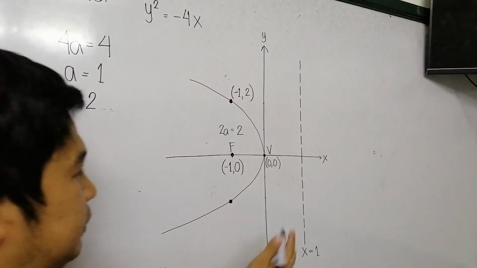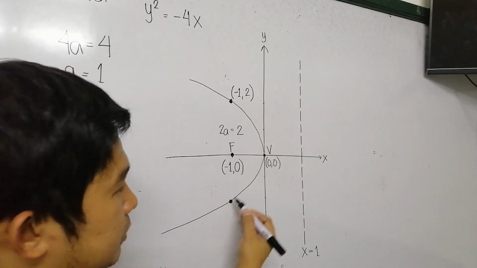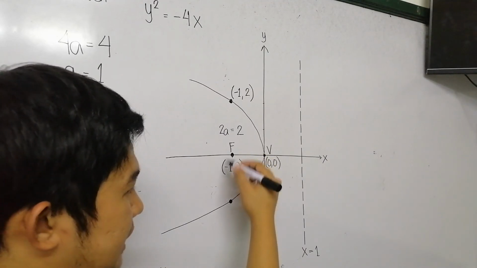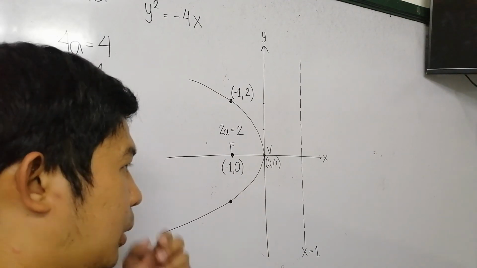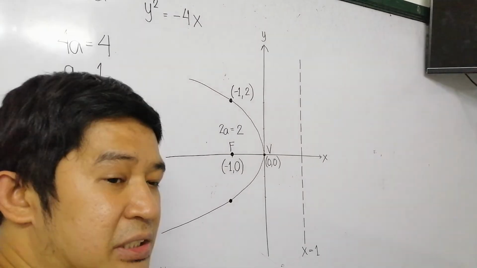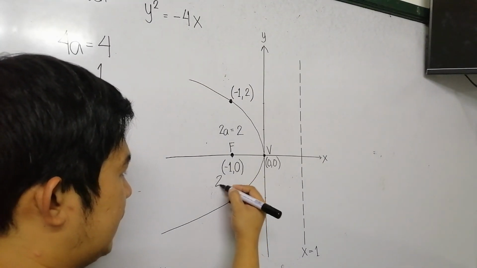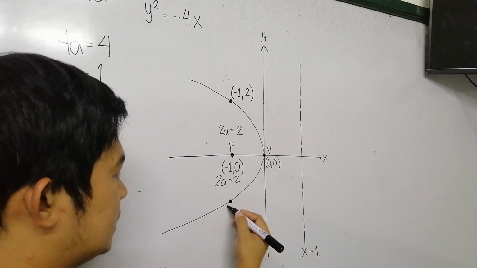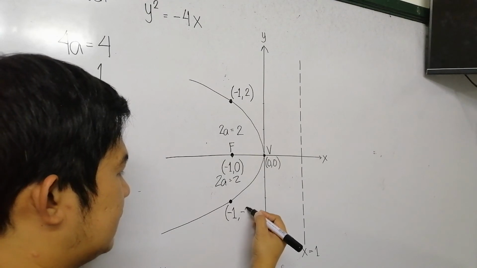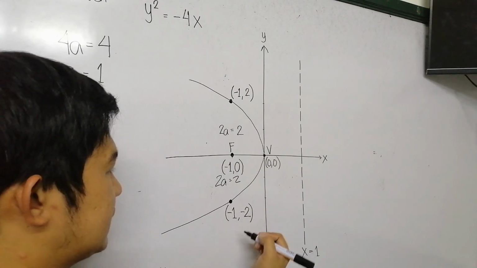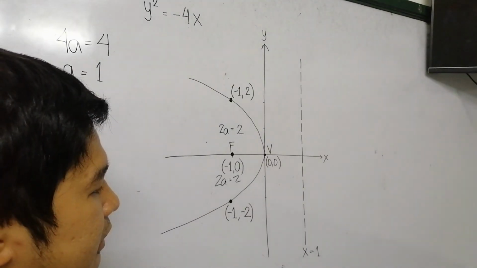And then next, from the focus down to this endpoint of the latus rectum, the movement is vertically downward. That means, again, only the y-coordinate of our focus will change in value. So this one, the distance is again 2a, equal to 2. So this one now will become -1, -2. Negative because the movement is vertically downward.